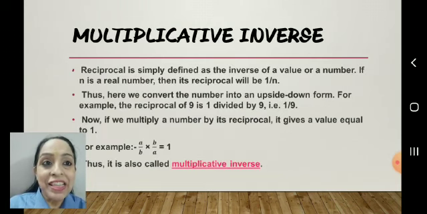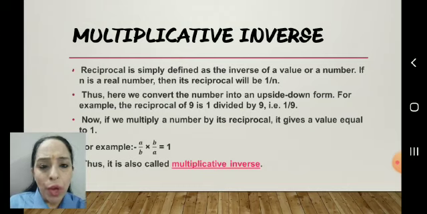Yes, the next is multiplicative inverse. Another name for multiplicative inverse is reciprocal. Reciprocal is simply defined as the inverse of the value of a number. If n is a real number, then its reciprocal will be 1 upon n. I am giving you an example. 2 is a number. When I write its reciprocal, it's 1 upon 2.